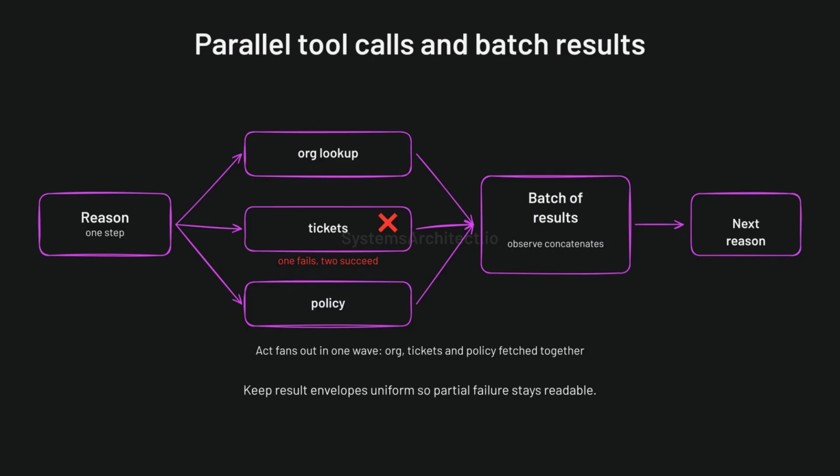Some models request parallel tool calls in one reason step. Act fans out, observe concatenates results, and the next reason step sees the batch. Independent lookups get faster when you fetch org, tickets, and policy in one wave. Error handling gets harder when one of three tools fails and the others succeed. Keep result envelopes uniform so partial failure stays readable in the next context package.